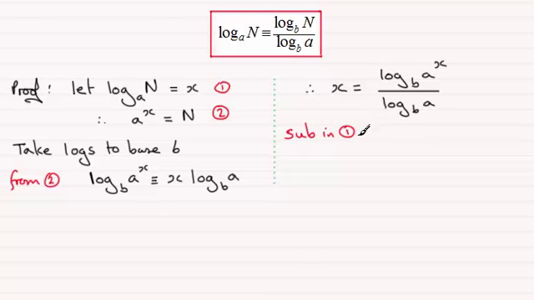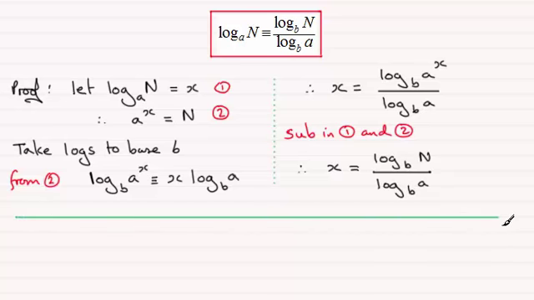Sub 1 in 1 and 2. We therefore have that x equals, so for a to the power x we've got n, so that's the log in base b of n, and that's divided by the log in base b of a. And there we go. Now it's well worth noting that we can get a special result from this.